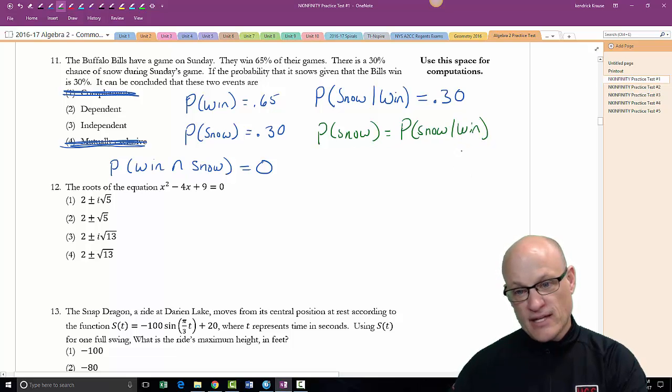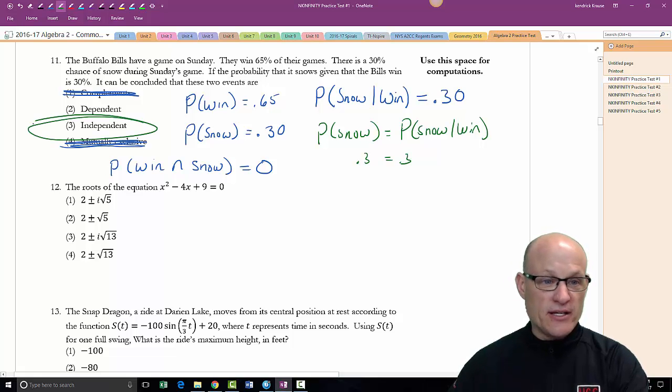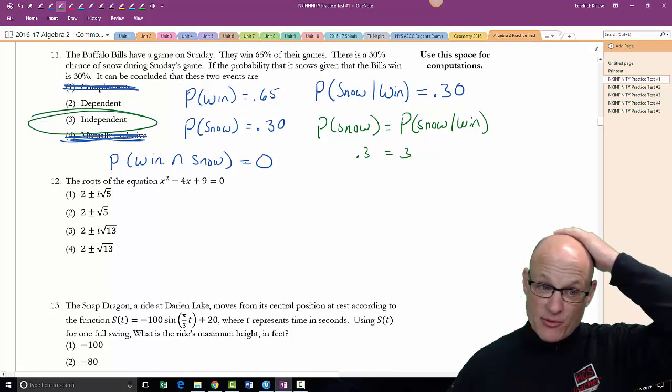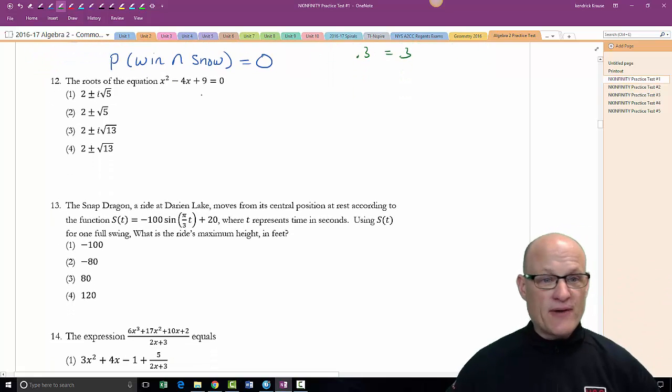And yes, it is. 0.3 equals 0.3. They are, in fact, independent events. And that's the test for probability. All right, so the roots, we got to factor.